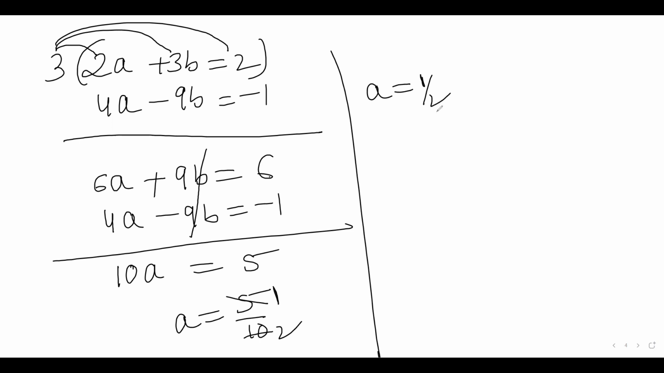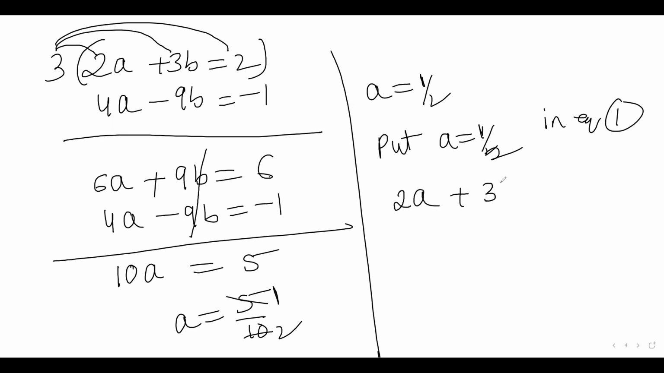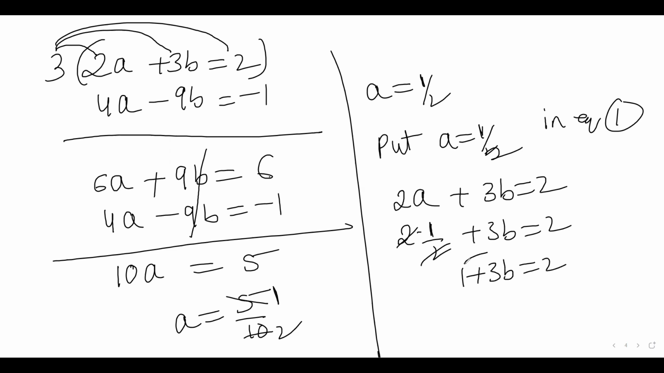I got a value. I will substitute a value in equation 1. Put a is equal to 1 by 2 in equation 1. What is equation 1? 2a plus 3b is equal to 2. A value is 1 by 2. 2, 2 will get cancelled. 1 plus 3b is equal to 2, transpose 1. 3b is equal to 2 minus 1. 3b is equal to 1.